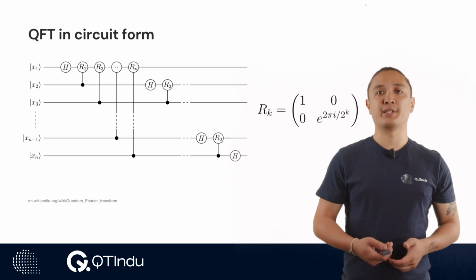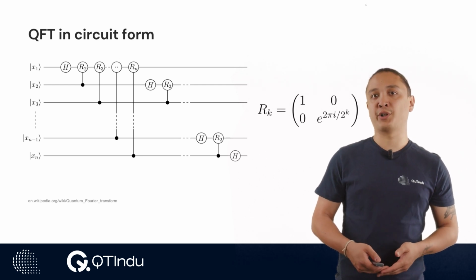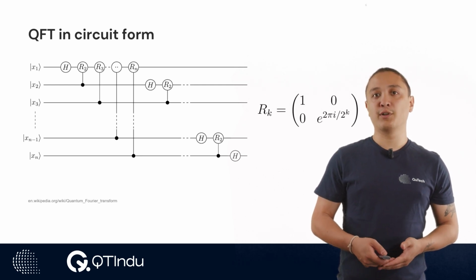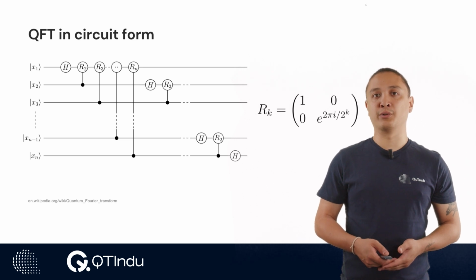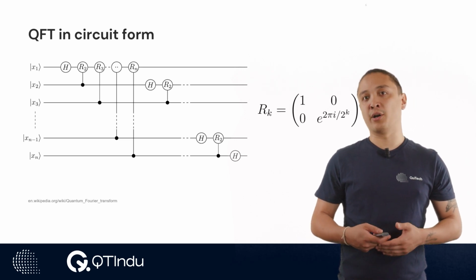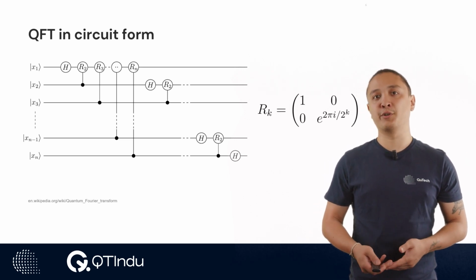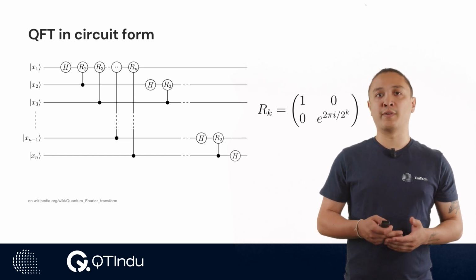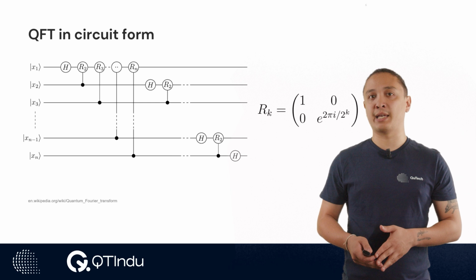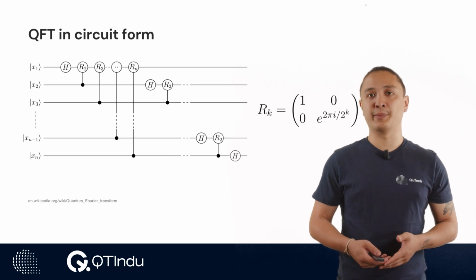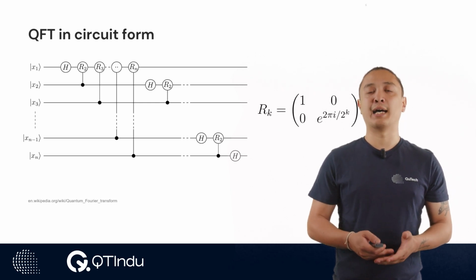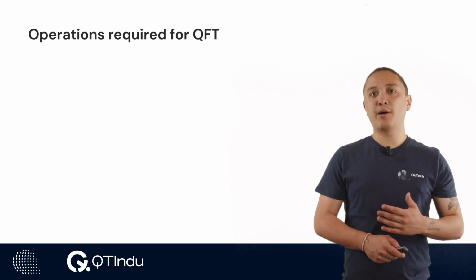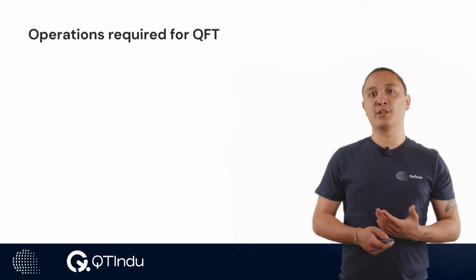Then we move on to the second qubit, where again we first start off with a Hadamard gate, followed by an R2 gate controlled on the third qubit, then an R3 gate controlled on the fourth qubit, and so on. We repeat this block of Hadamard and controlled phase gates until we reach the final qubit, where we simply apply a Hadamard gate. Now, we will move on to implementing this on cQASM.